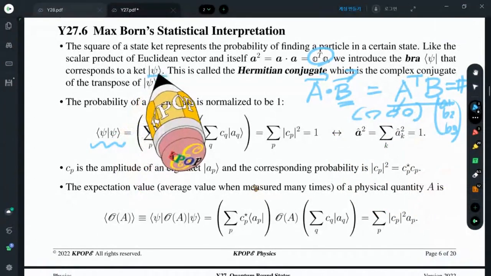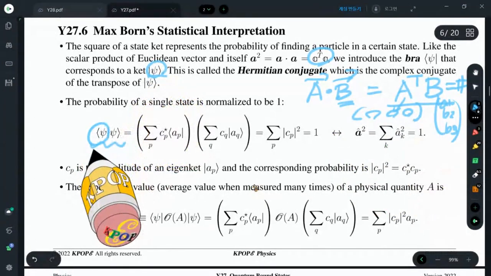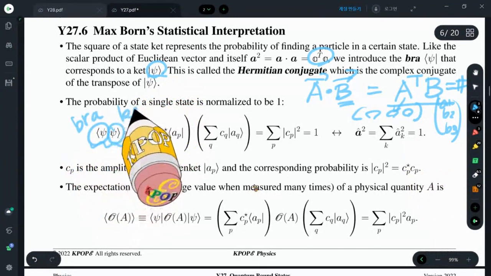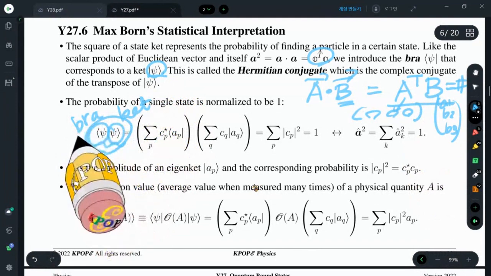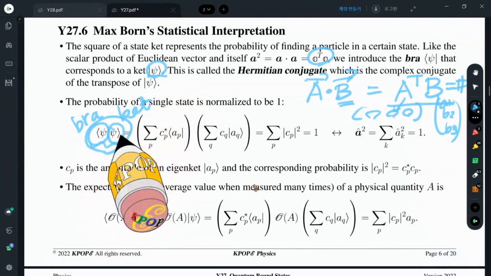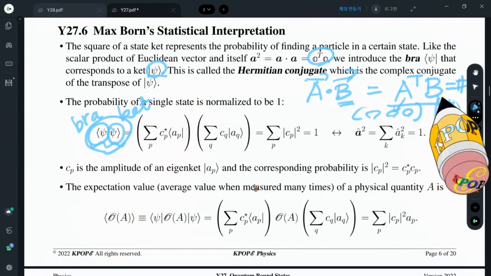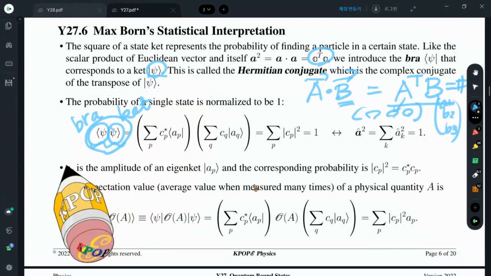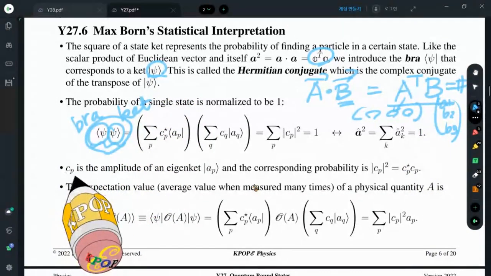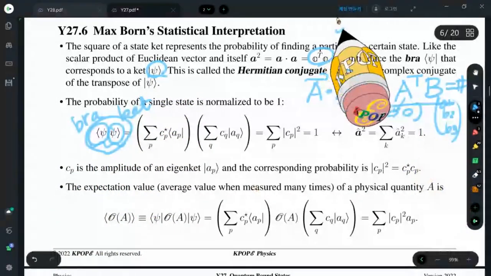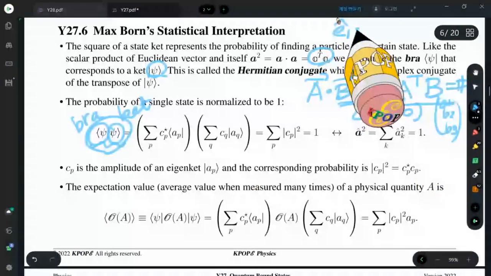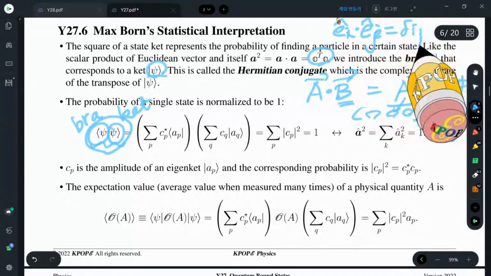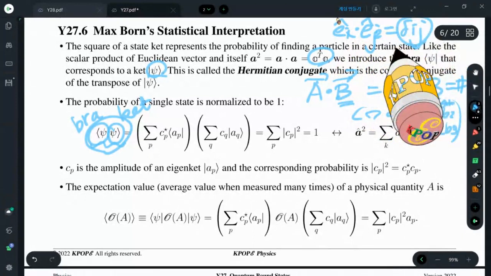Just like that, the ket has a conjugate bra. If they meet together, just like what's happening with three-dimensional Euclidean vectors, they become a scalar product. By the way, just like the unit vectors i and j in Euclidean space, they are orthogonal.